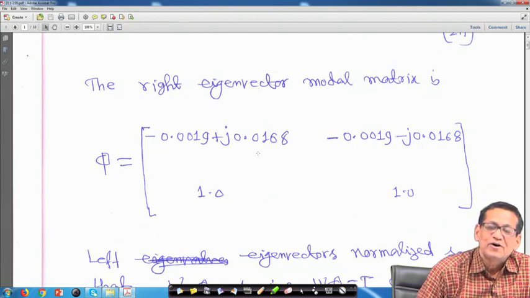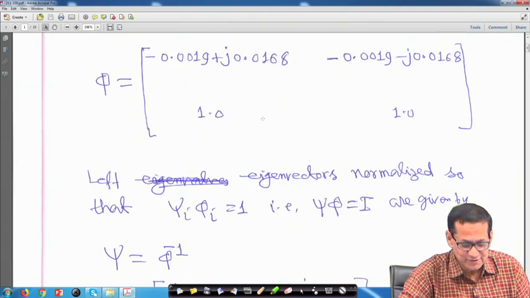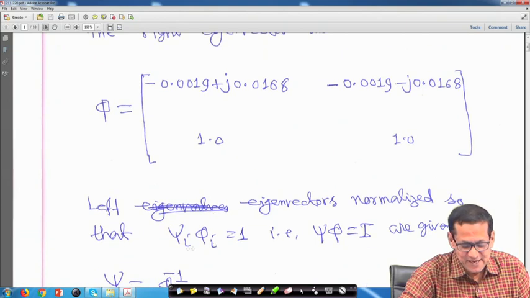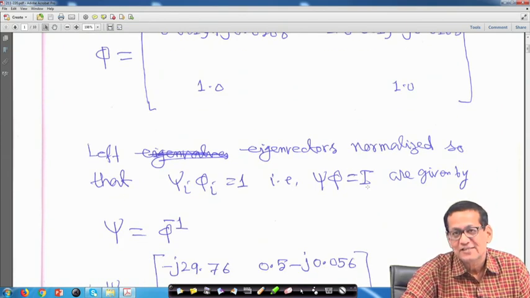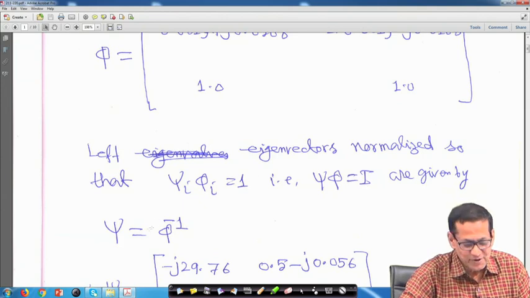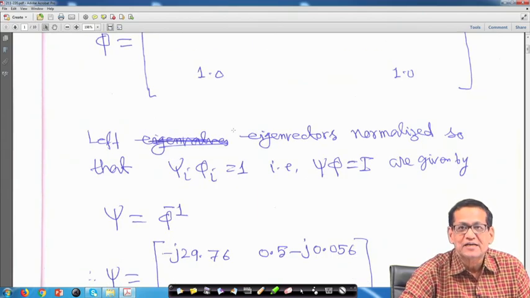Now, you know that psi phi is equal to 1 in general. We have seen that psi i phi i is equal to 1, or in general psi phi is equal to I, the identity matrix. Therefore, psi is equal to phi inverse, that means if you take the inverse of this one, you will get the left eigenvector.